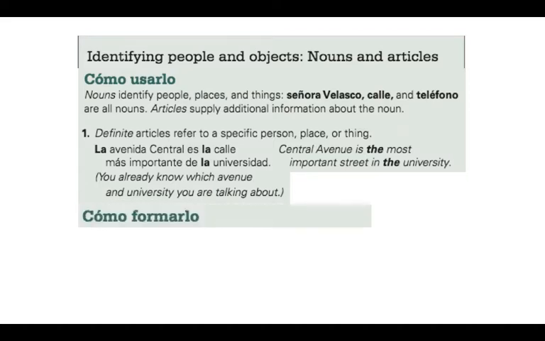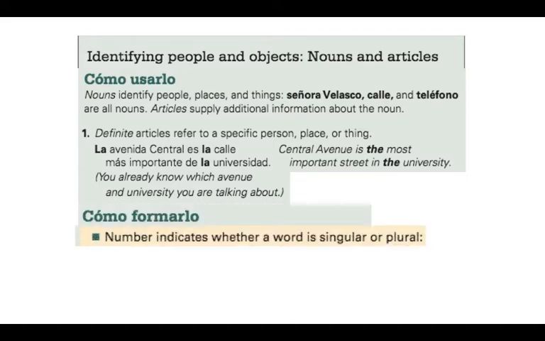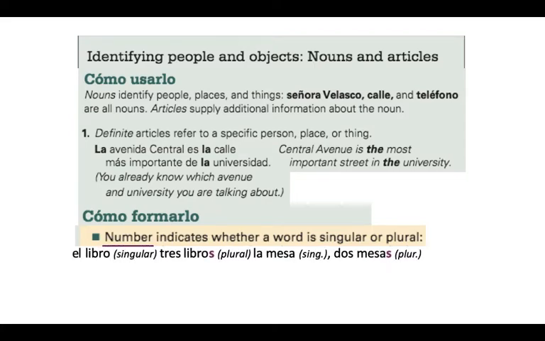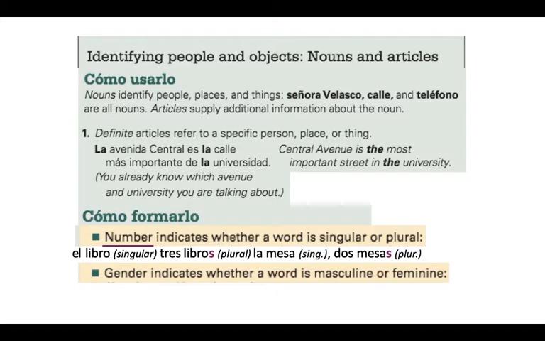So how do you form them in Spanish? Well, you have to keep in mind a couple of things. Number indicates whether a word is singular or plural. So the noun has a number to it. So for example, el libro is singular, tres libros, plural. So we see a singular noun, a plural noun. La mesa, dos mesas. And gender indicates whether a word is masculine or feminine.